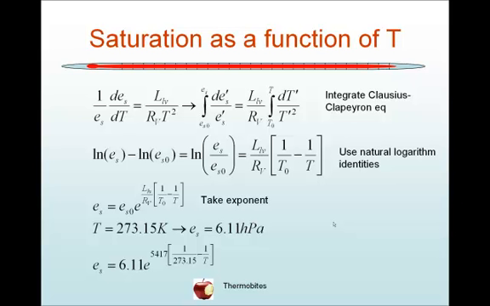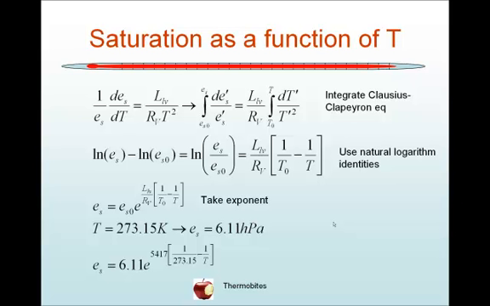And we can calculate or measure in the laboratory at a temperature of 273.15 Kelvin, or 0 degrees Celsius, the vapor pressure is 6.11 hectopascals. So the final form of our equation for the saturated vapor pressure is 6.11 e to the power of 5417 times (1 over 273.15 minus 1 on T).